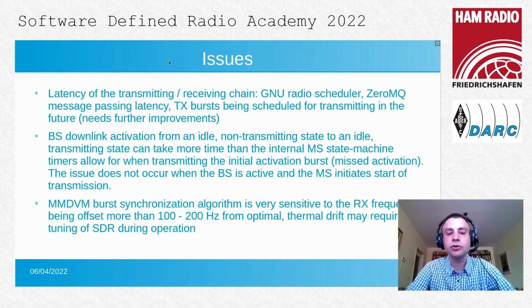Of course, this issue doesn't occur when the base station is already active and transmitting, and then the mobile station initiates the start of the transmission; it will go over just fine. However, this issue is mitigated by starting the transmission, waiting for the base station to come online, and then triggering another transmission, and it will go over just as well. But it is a little bit annoying, and I'm hoping to find some mitigation for this problem. There's also another issue which occurs with MMDVM.